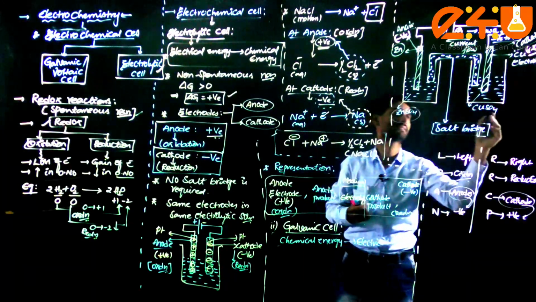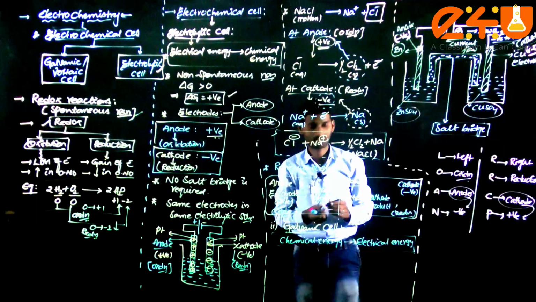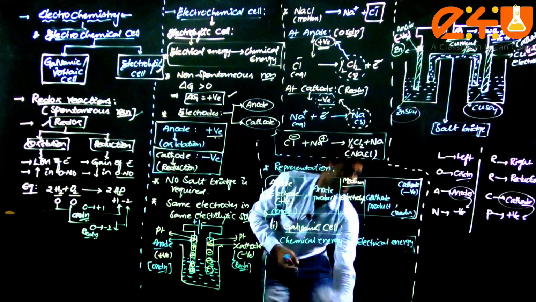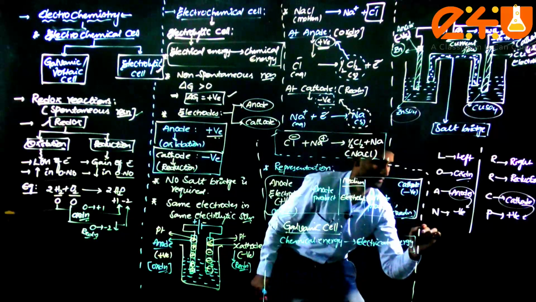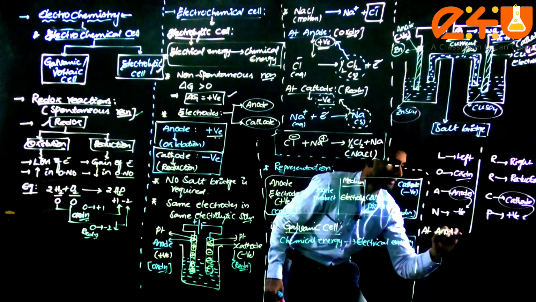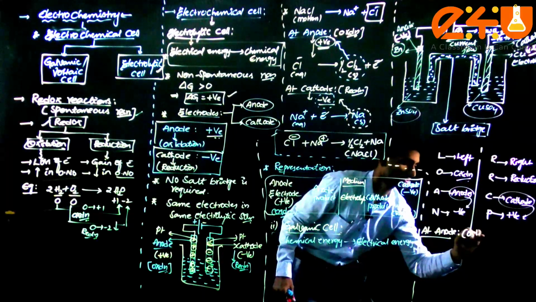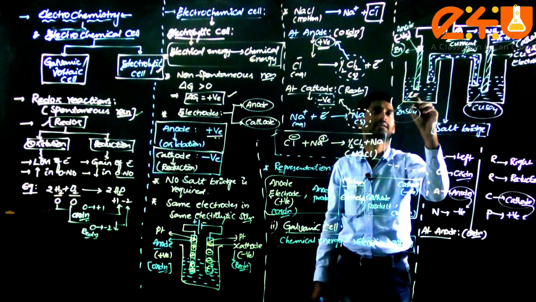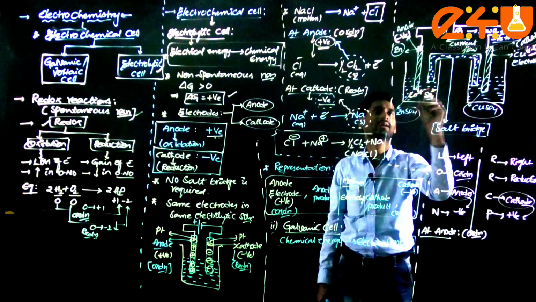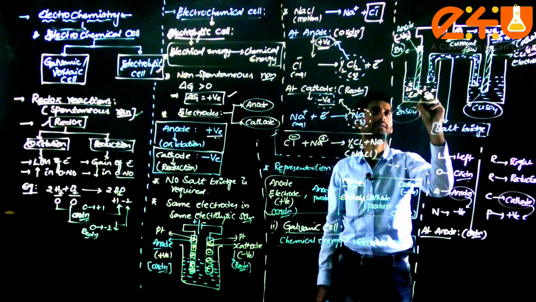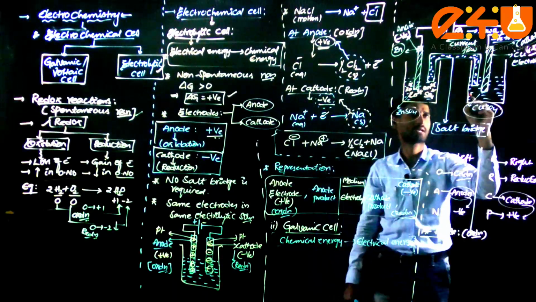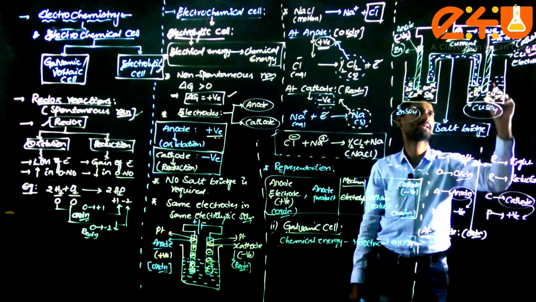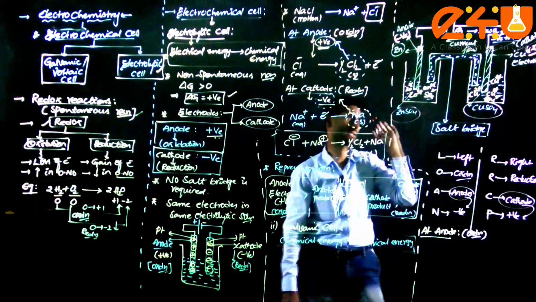Zinc sulfate solution I consider here, and here copper sulfate solution I consider. Now let me start with how the reactions will take place. At the anode, what will take place? Oxidation. I am writing here. Zinc sulfate has Zn2+ ions and SO4 2- ions, here also Zn2+ ions. Here what type of ions will be, dear students? Cu2+ and SO4 2- ions are there.